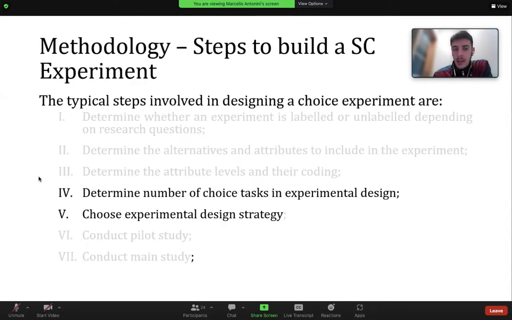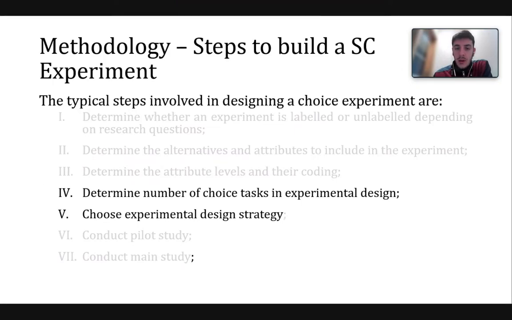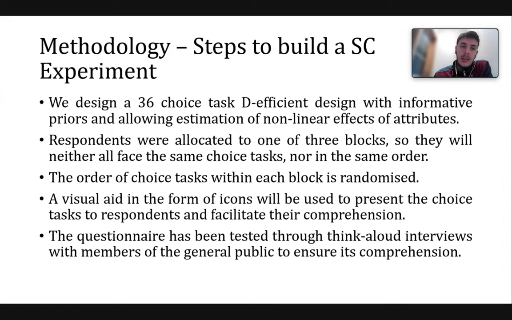So those are two other steps that are quite technical, so don't worry if you don't get it, but it's important to determine the number of choice tasks in the experimental design, and also to choose the experimental design strategy. So what we did is we designed a 36 choice task D-efficient design.